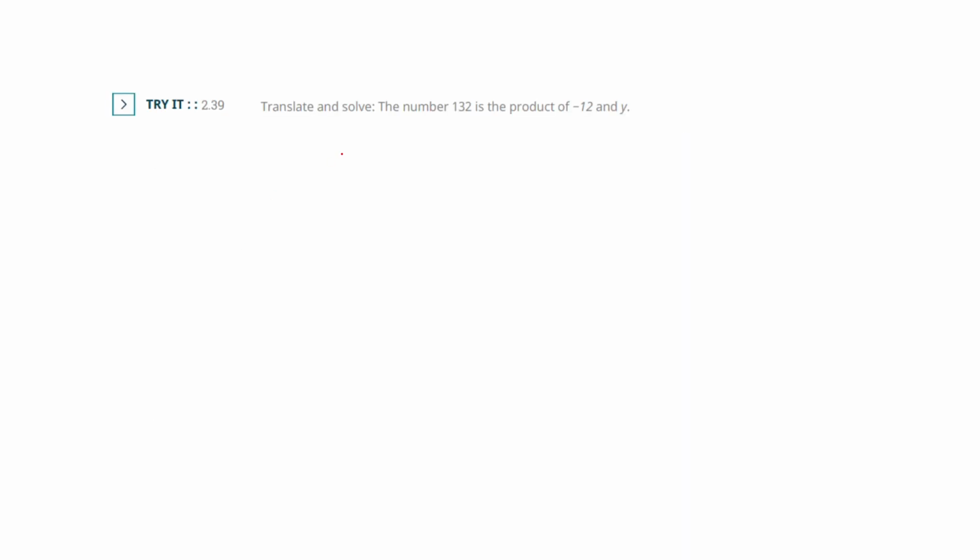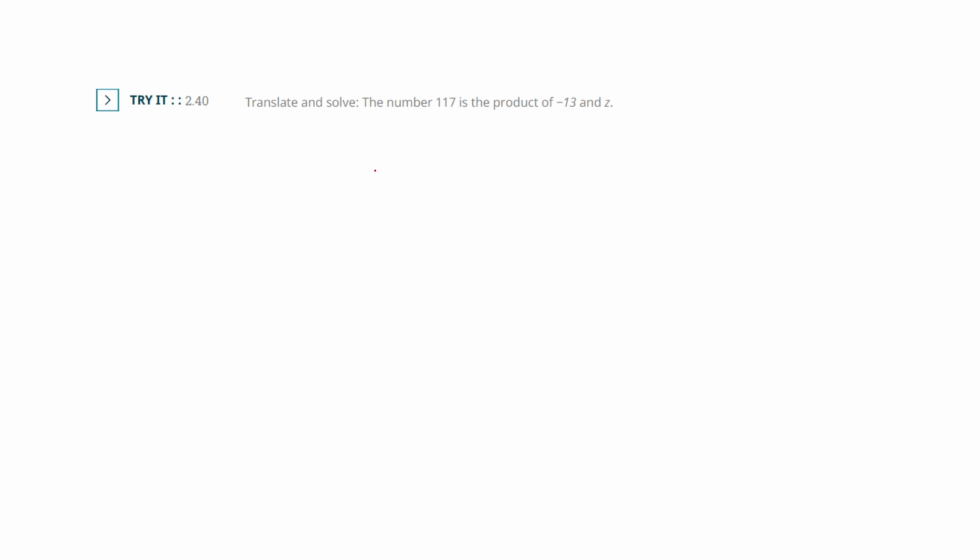Okay, we're going to try it again. The number 132, so I'm working my way across here, is the product of negative 12 and y. So I'm multiplying two things together. I get this. Okay, we know how to solve this here. I've got to get y by himself. And I'm just going to do this. Negative 12s will cancel. I don't know what 132 divided by 12 is. Oh, I guess I should have. And it's negative 11 since we had a positive divided by a negative. And there's my answer.